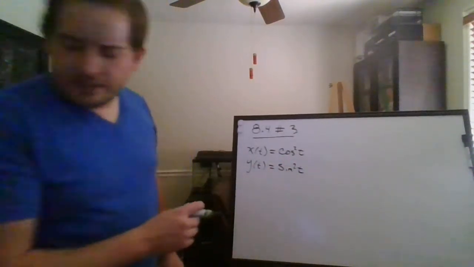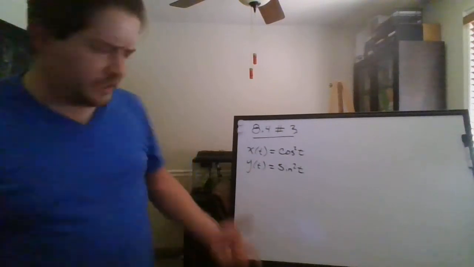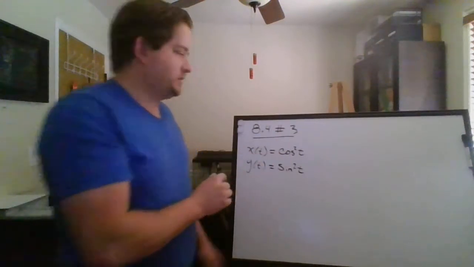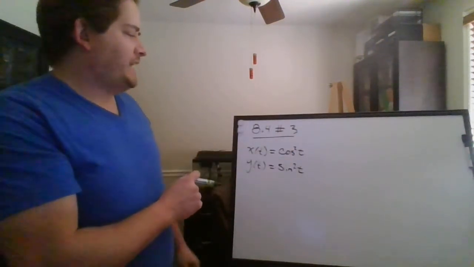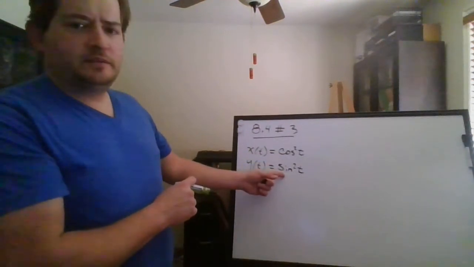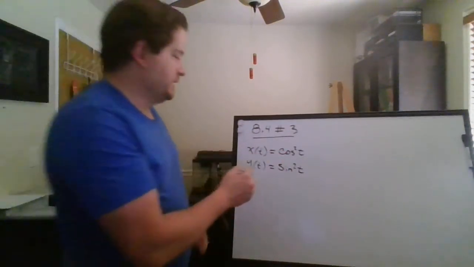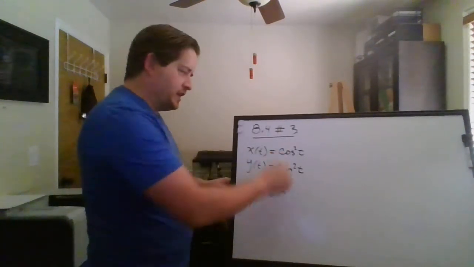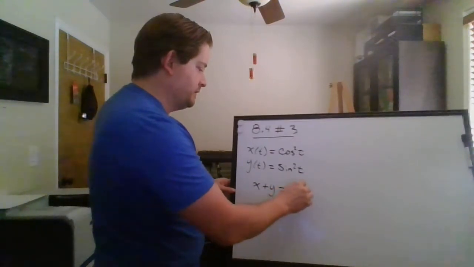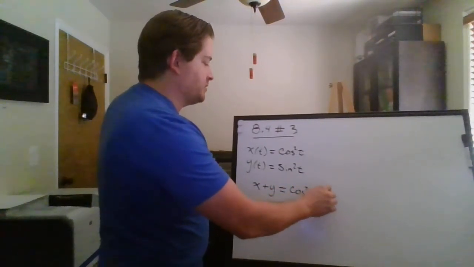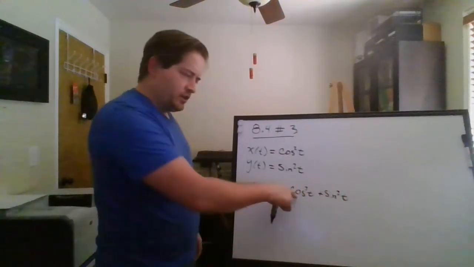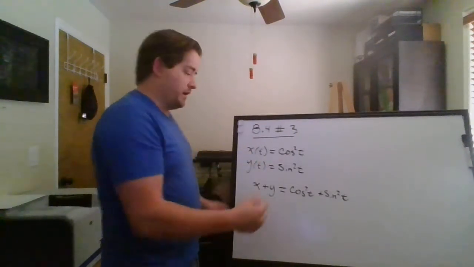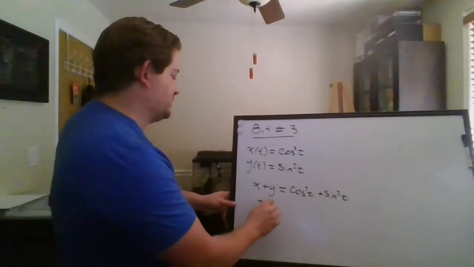Right? So I have these, and there's no nice, easy way of solving one or the other for t. They're both stuck in a trig function that's also stuck under a square. But I know what cosine squared plus sine squared is. If I took x and added it to y, that would be taking cosine squared of t and adding it to sine squared of t. But I know that cosine squared of t plus sine squared of t is a Pythagorean identity. That is 1.